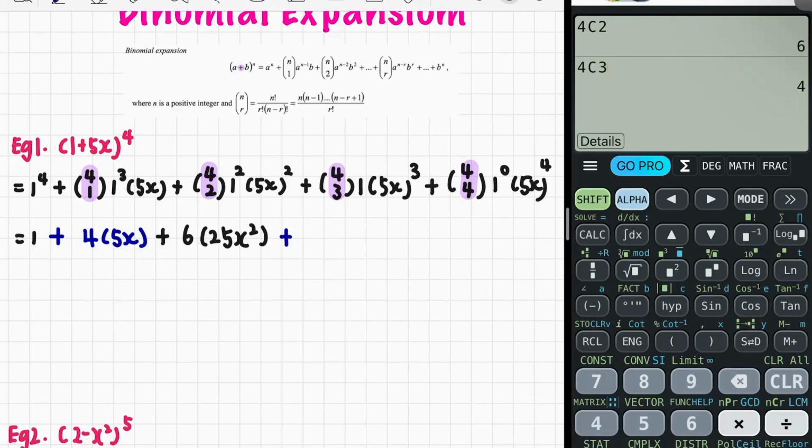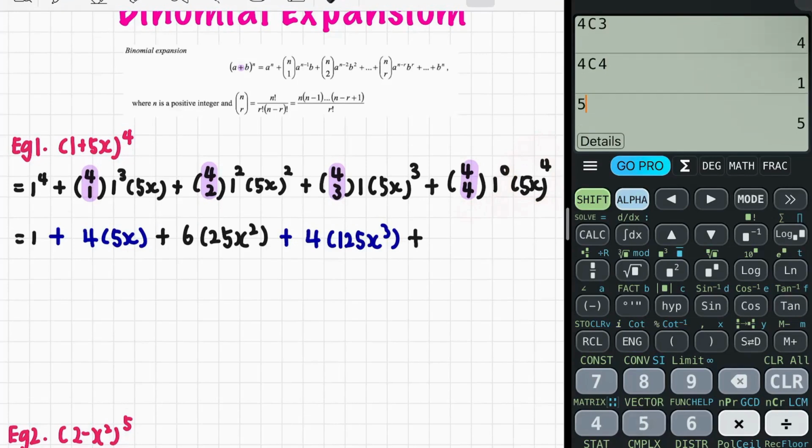4 choose 3 gives me a 4. So multiply by 1. Then 5 cube is actually 125 x cube, x power 3, right? Next one is 4 choose 4. So 4 choose 4 will just give me 1. So this is 1 times this one. What's 5 power 4? So we have 5 power 4, 6 to 5. So this is 625 x power 4.